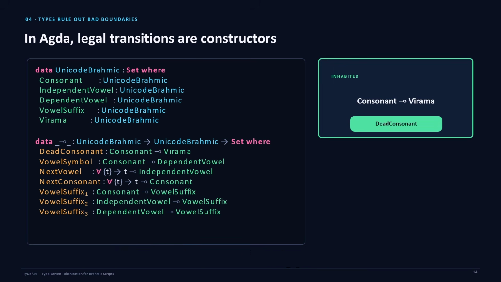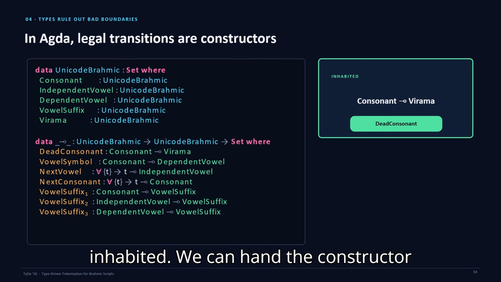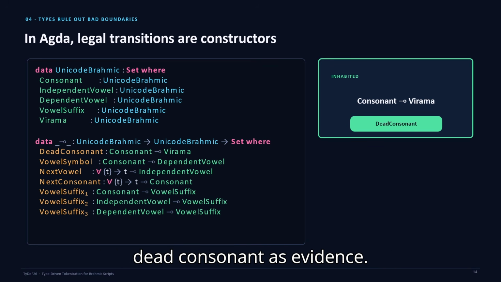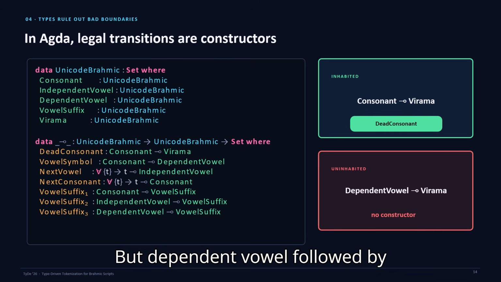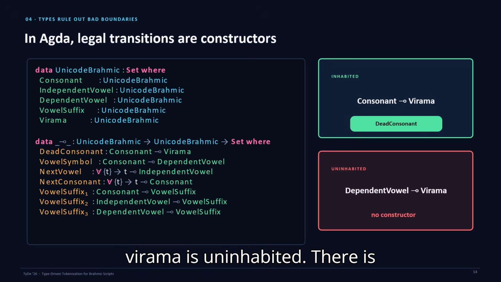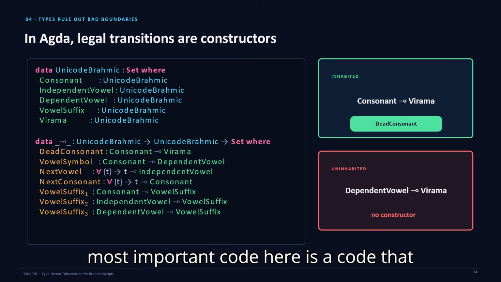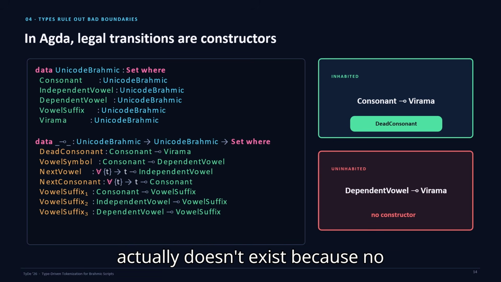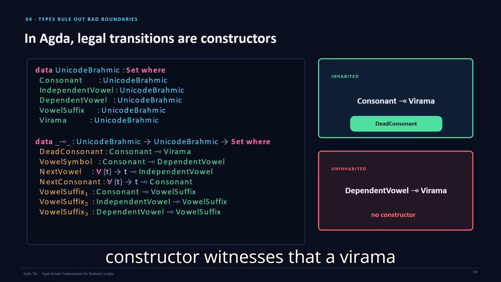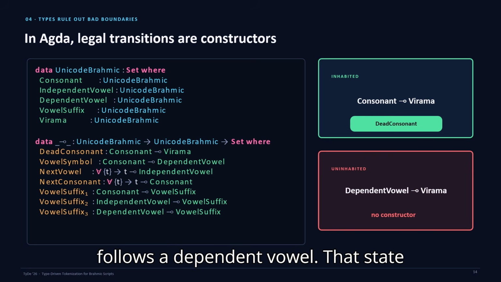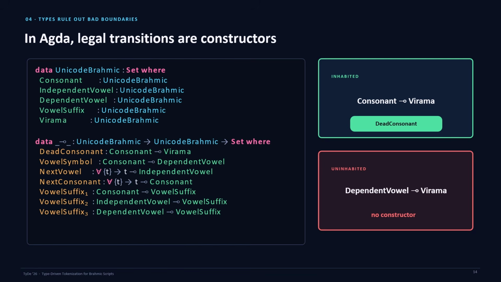So a type like consonant followed by virama is inhabited. We can hand the constructor dead consonant as evidence. But dependent vowel followed by virama is uninhabited. There is simply no constructor for it. So the most important code here is the code that actually doesn't exist because no constructor witnesses that a virama follows a dependent vowel. That state is just unrepresentable.